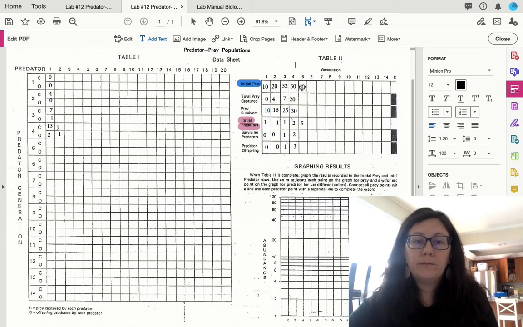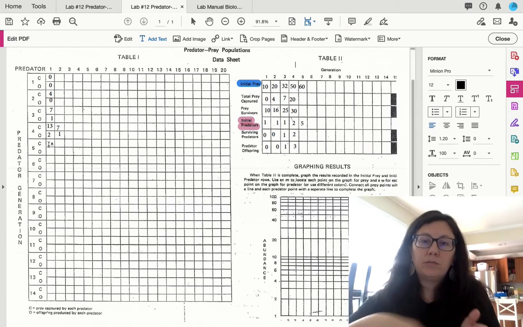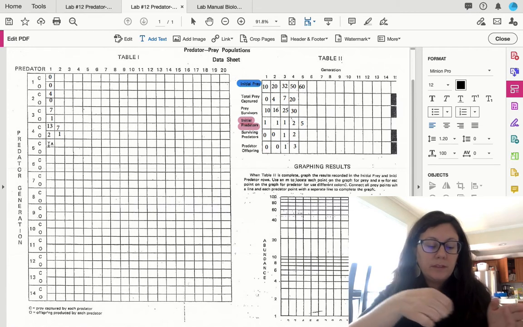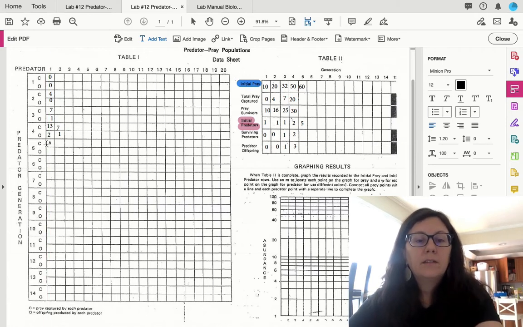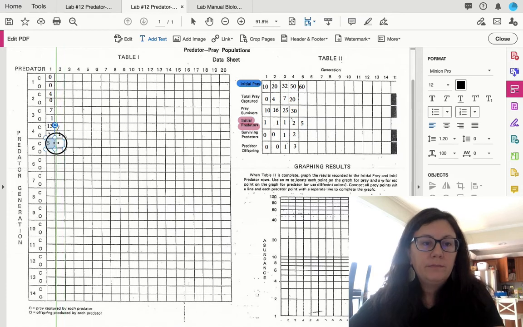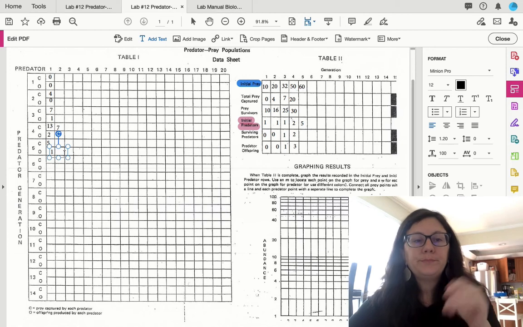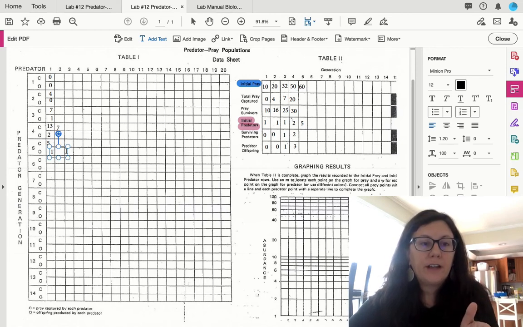for each predator, you would scoop through once, pour those beads or those M&Ms into a bowl and count how many. So if you get 5, you're going to put over here 5 mice captured. That means it can produce 1 offspring. And you're going to do that for every predator. So you're going to have 1, 2, 3, 4, 5 of these filled out because we have 5 predators.